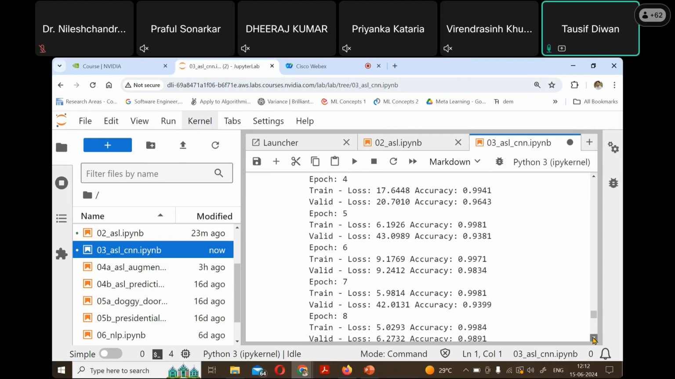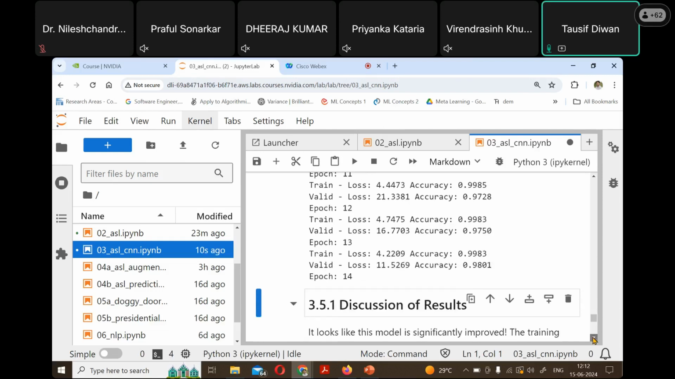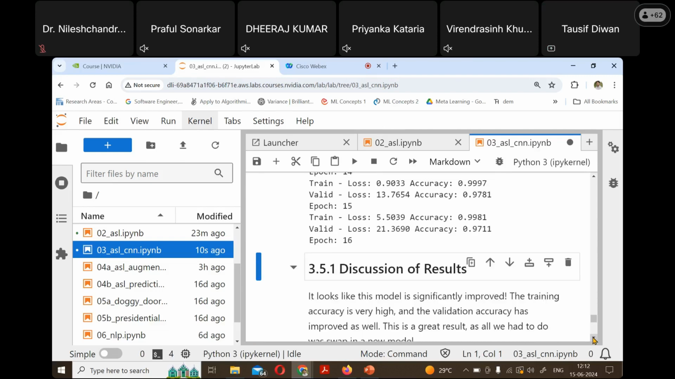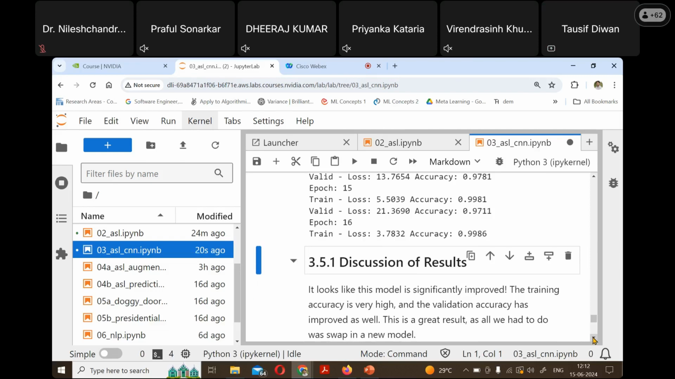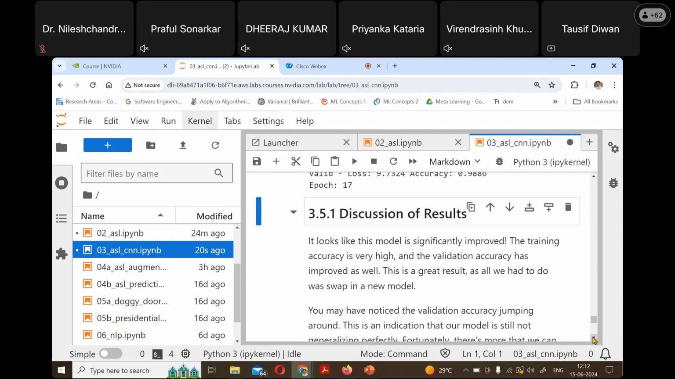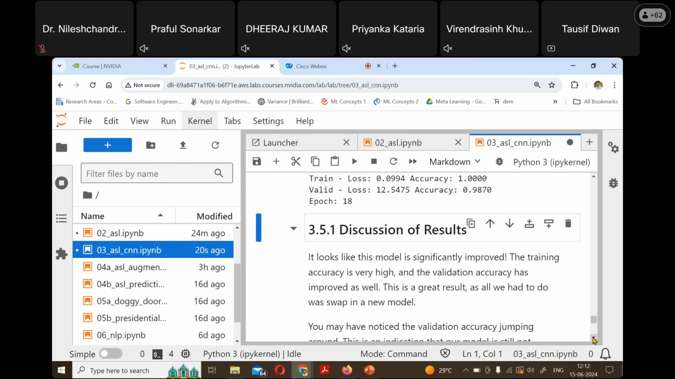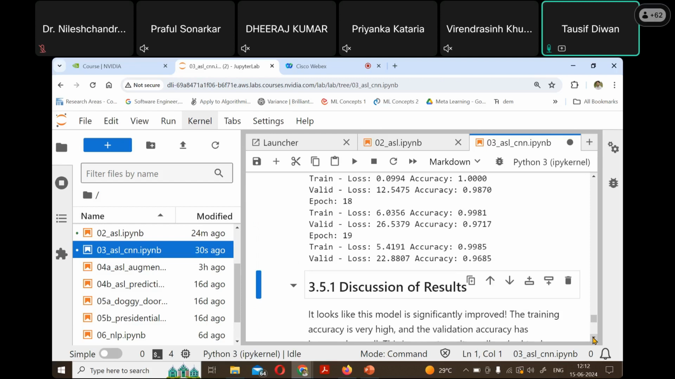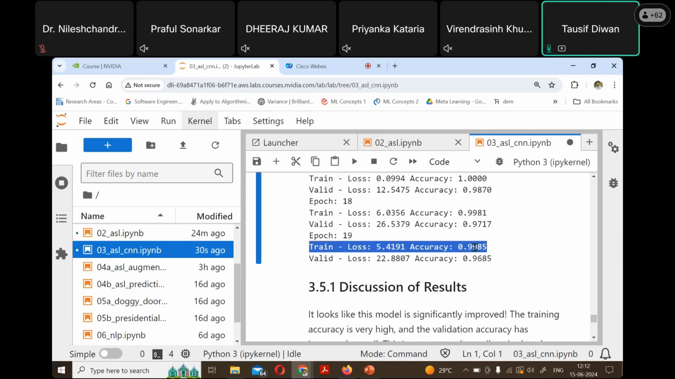These are the epochs. This is epoch 18, and finally epoch 19 would be there. For 20 epochs we ran. Now we need to compare this. See the improved result. Training accuracy is almost 100%, and validation accuracy is around 97%.